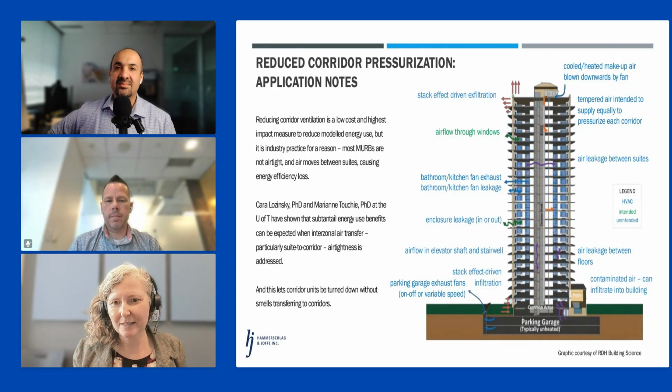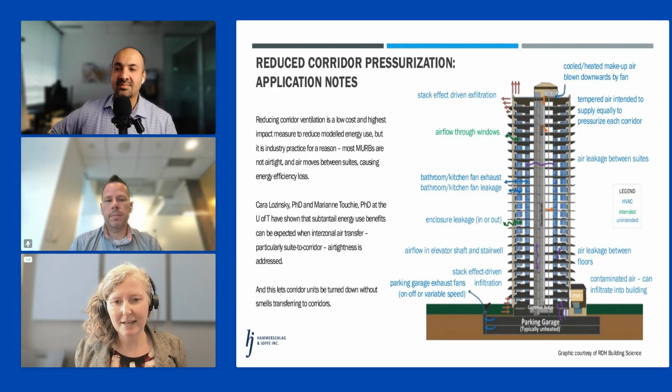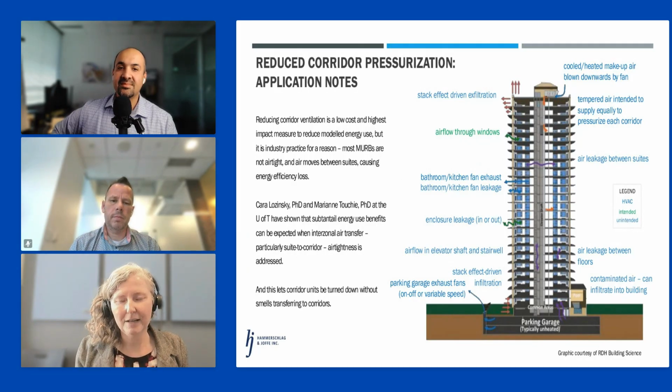So Kara Lozinski and Marian Tucci, both with the University of Toronto, have recently published some really good papers showing the energy impact of having interzonal air transfer. So that's to say, all of this, text in blue on this picture of this high rise, that you don't want, that you're not controlling, the influence of all of that is significant on your overall energy use for the building. So they were able to prove savings in the range of 5 to 6% just by tightening up, especially the corridor to suite transition.